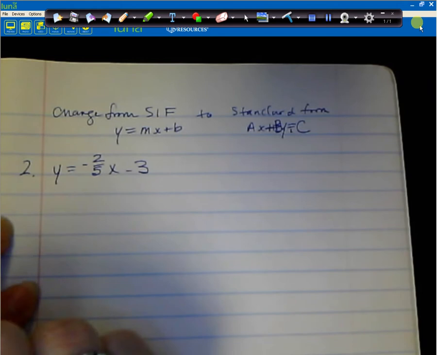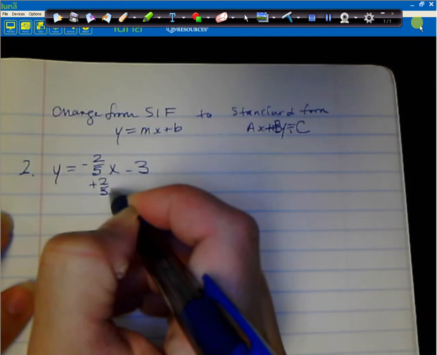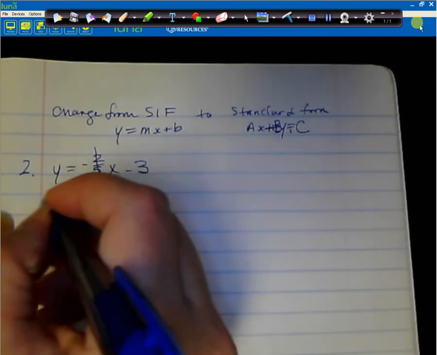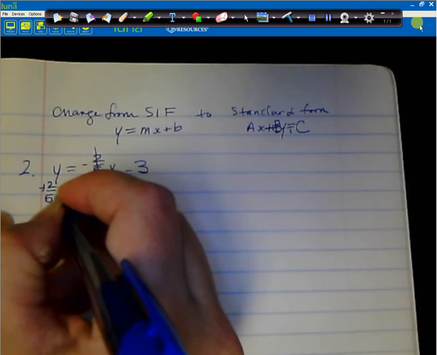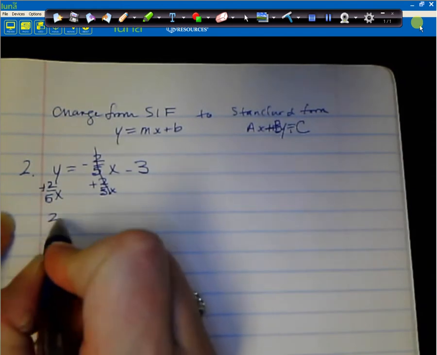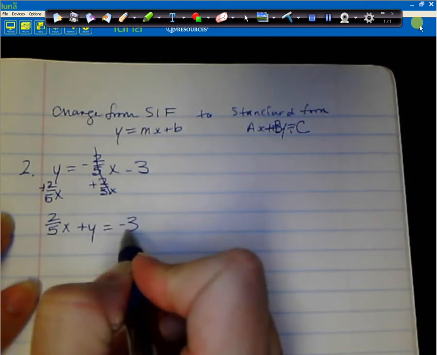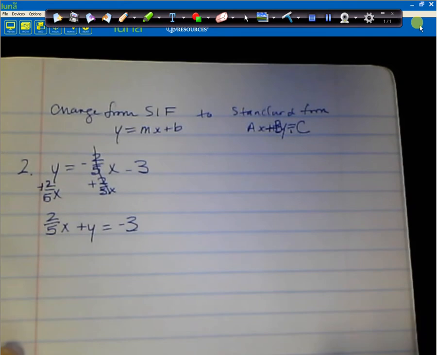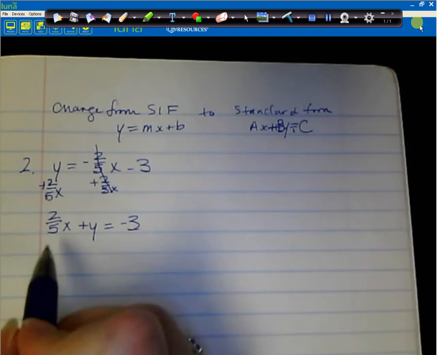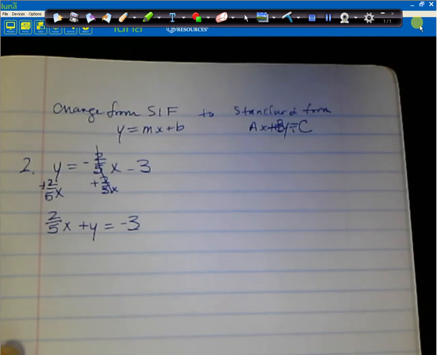So just like in the last one, I have to add my 2/5 X to both sides. I'm not freaking out because it's a fraction. Doesn't change it. It's no different in any way. Now over here, I'm going to have 2/5 X plus Y. Again, they are not like terms. They cannot be combined. 2/5 X plus Y equals negative 3. And now my A is positive, which is good. That's what I needed it to be in the last one. However, not only can it not be negative, it can't be a fraction.